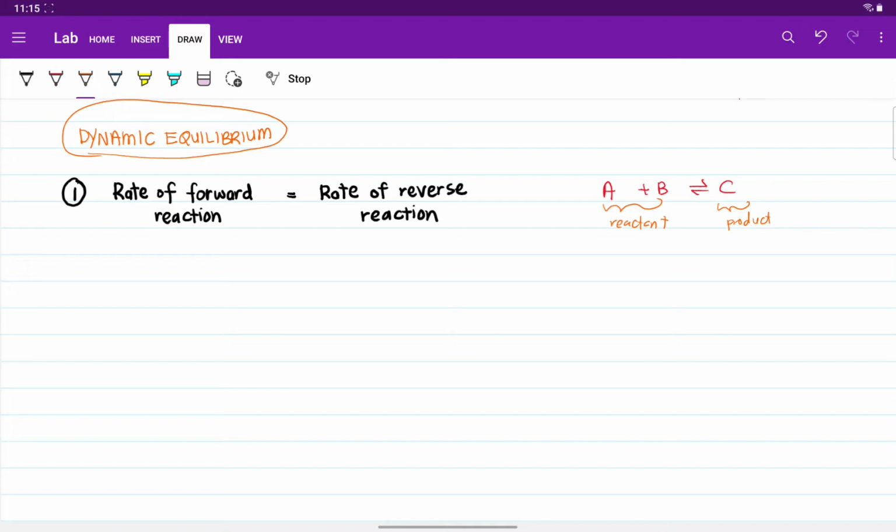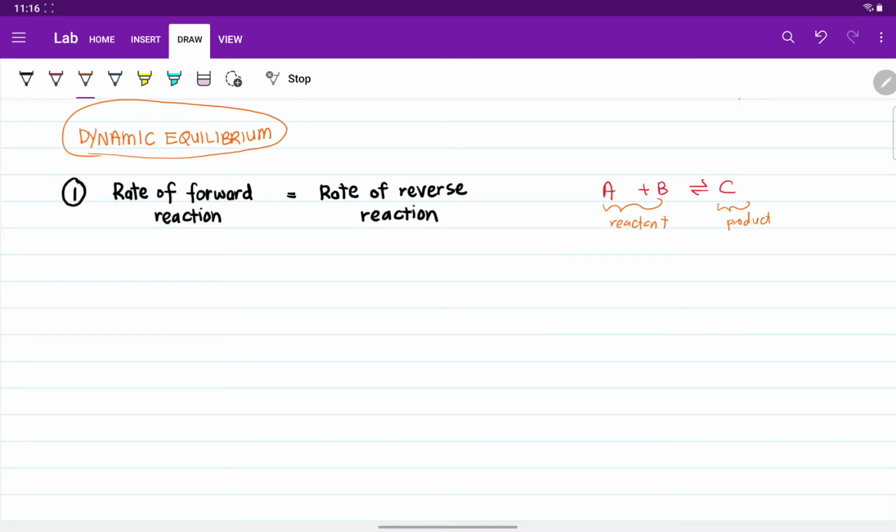Sebab apa? Produk dihasilkan. Jadi, bila makin banyak produk, semakin lama reaction berlaku, semakin banyak produk terhasil. So, reverse reaction akan berlaku lagi banyak. So, the rate of reverse reaction will increase. Okay, sampai bila rate of forward reaction akan berkurang? Sampai bila rate of reverse reaction akan bertambah?